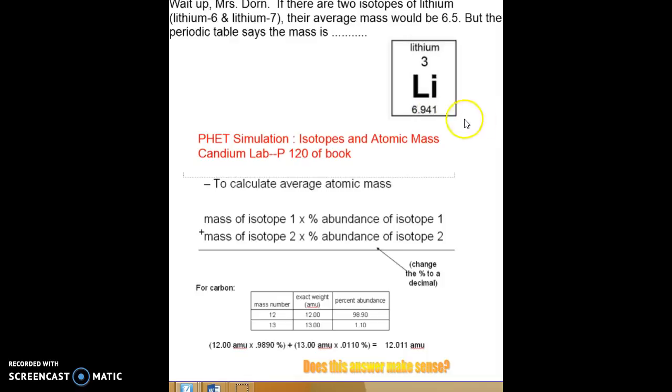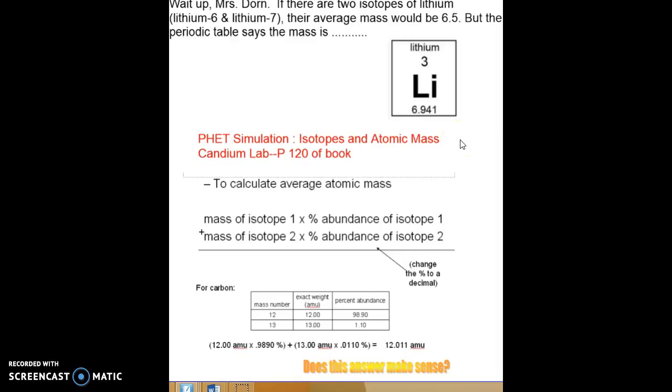And remember, for this unit, you have 2 choices for labs, either the PhET simulation, and I've included that packet in your handout, or there is a lab on page 120 of your book. So those are good labs to do really at any point when you're trying to understand average atomic mass.